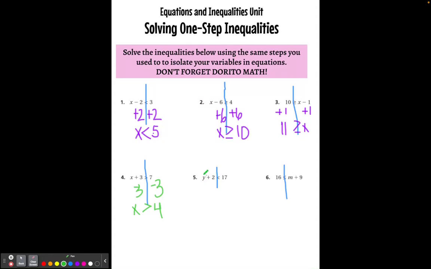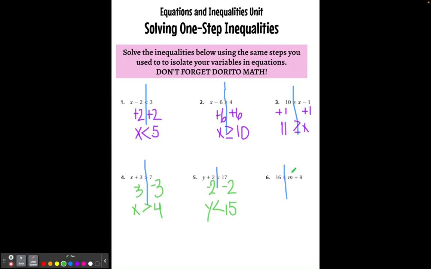Okay. Here's my variable. I am adding 2, so I need to do the opposite operation, which is subtracting 2. And whatever I do to one side, I have to do to the other. So that leaves me with my y isolated because they cancel out. Bring down my operation symbol, and I'm left with 15 on this side because I did 17 minus 2.